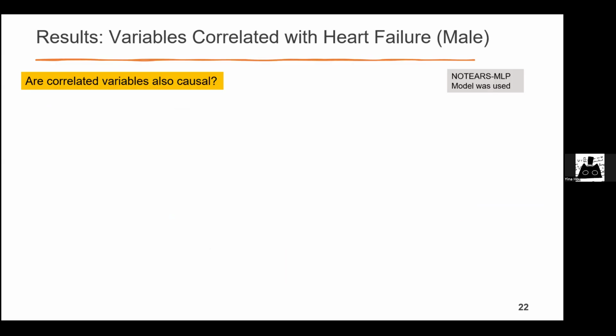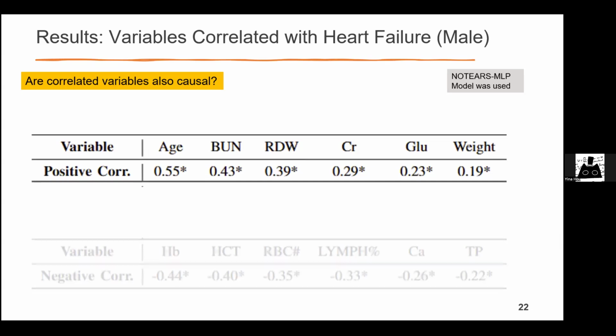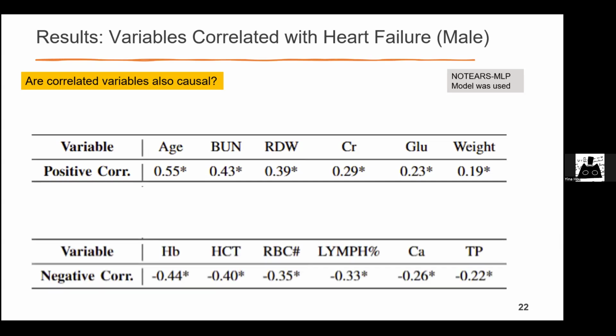First, let's focus on the results of correlated variables from the heart failure male dataset. To answer the question, are correlated variables also causal? From the table, we can see that from the positive correlation side, age, red distribution weights, glucose and weights are causal features, blood urea nitrogen and creatinine are effect features.